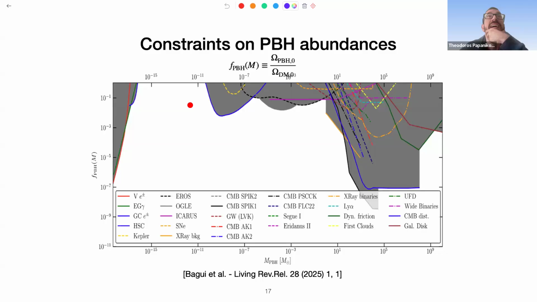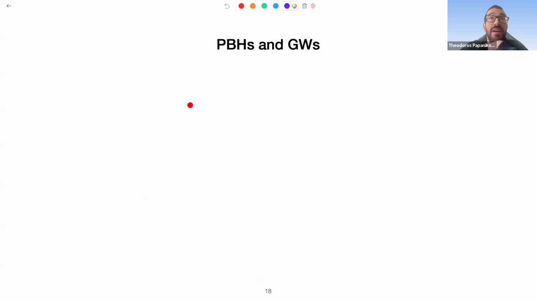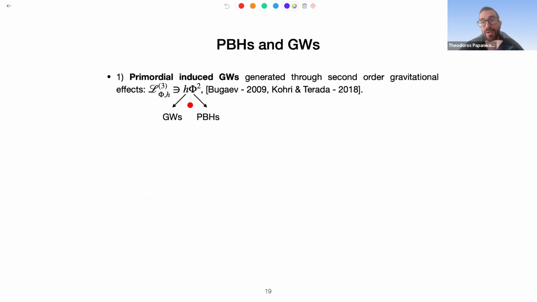So having said that, regarding the observational status of the field, let me now move to connecting primordial black holes with gravitational waves, which will be the main part of the talk. A first channel to connect PBHs with GWs is the portal of primordial induced gravitational waves, which are produced due to second-order gravitational interactions. In particular, if we go to the cubic order gravitational Lagrangian, we will see a coupling between the first-order scalar perturbations of the metric phi and the tensor perturbations h. So whenever phi is enhanced and leads to the collapse of a black hole, through this coupling it can induce at the same time tensor modes, which are translated to gravitational waves.